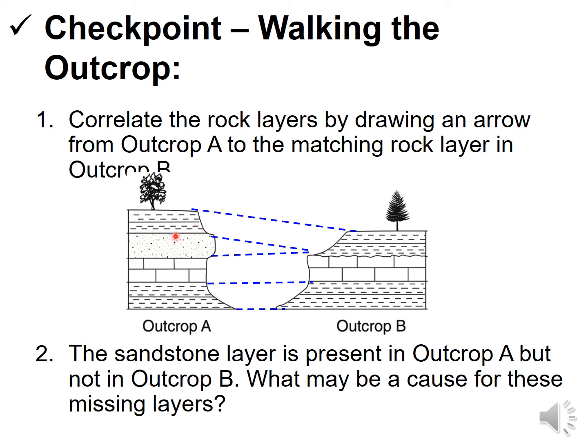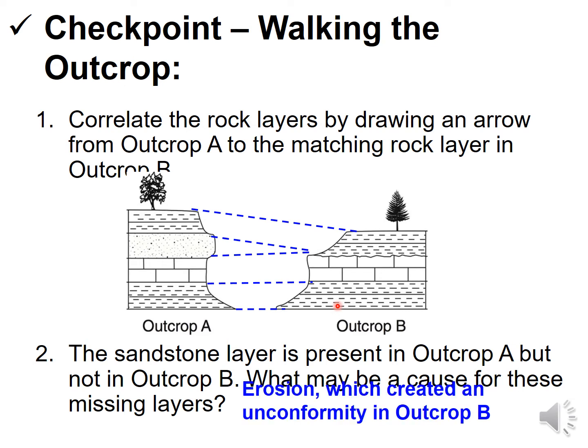You should notice that we are missing this layer here. This dotted layer is not over on this side. What could be a cause for this? Most likely it's going to be erosion, which is also why you see a wavy line over here, because if you remember, we represent erosion with wavy lines.